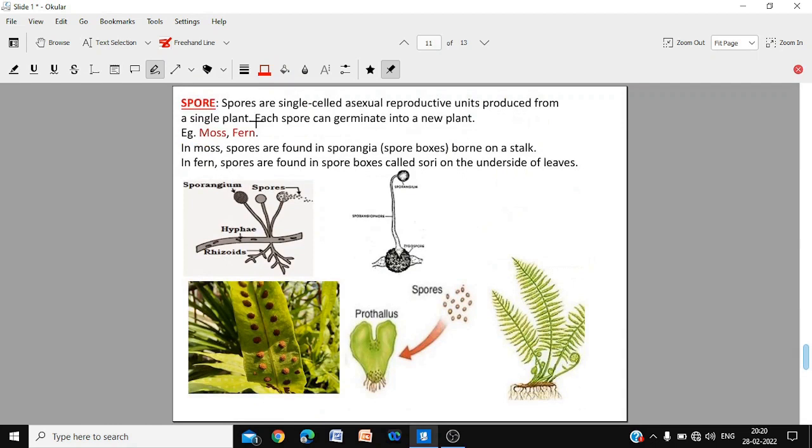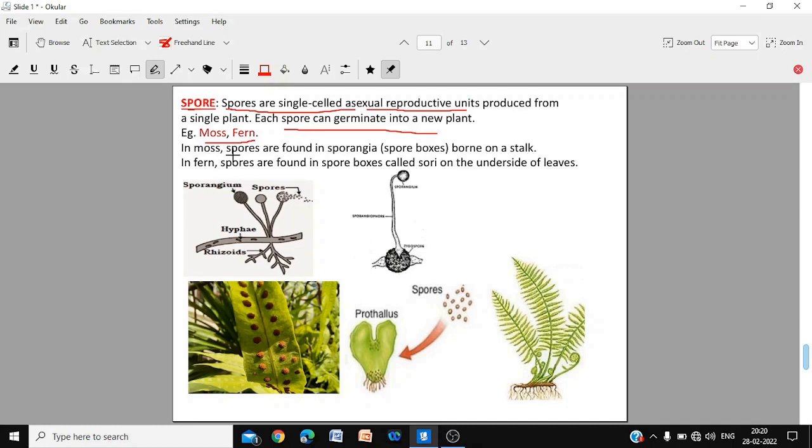Now we come to asexual reproduction. Spores are single-celled asexual reproduction units. Spores are small bodies covered with a tough coating. They are single-celled. They are actually the units of asexual reproduction. And each spore can germinate into a new plant. We find them, for instance, in moss and fern.